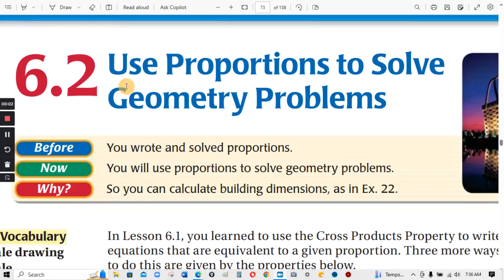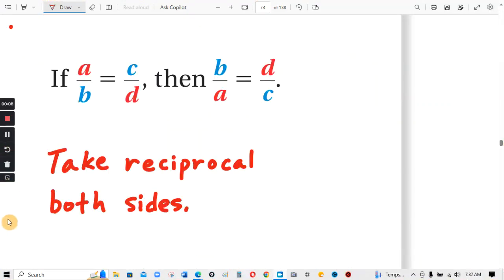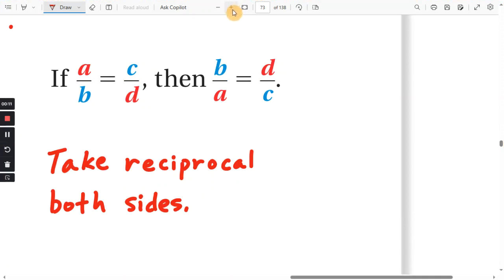Chapter 6.2, use proportions to solve geometry problems. So in the last section, we learned about cross multiplication. There are some other things you could do when you have a ratio and proportion. Number one, you can take the reciprocal of both sides.